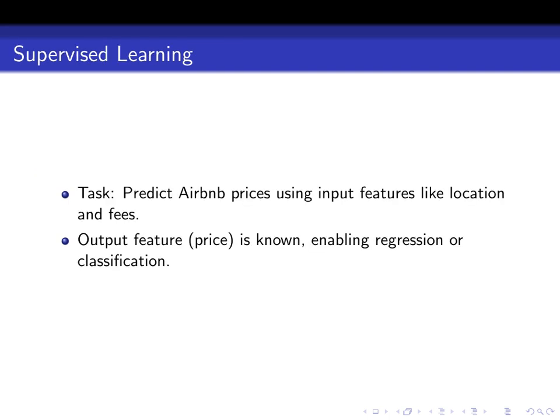Supervised learning is ideal for tasks with known outputs, such as price prediction. For instance, we can predict Airbnb prices based on features like location and fees. This involves regression or classification tasks depending on the data type.